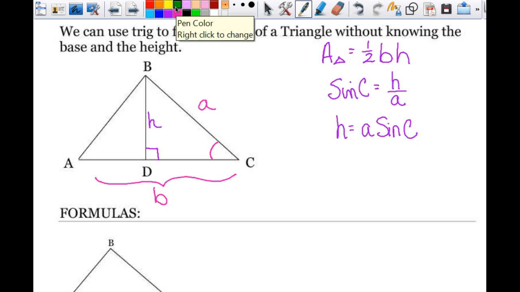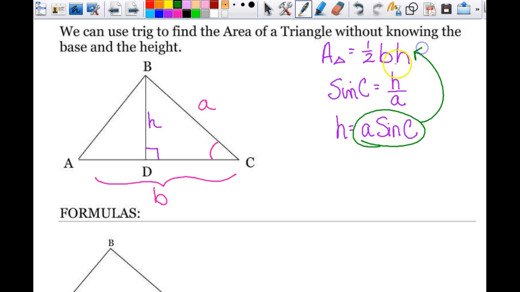Everybody with me? So now I can take this, and I can substitute it in right here for h. And then the area of the triangle, based on what I actually have, is 1/2 times the base times a times the sine of C. And it's okay that I don't know the height. That's if I'm given a side angle side type of situation there. Everybody okay with that? So this gives it to you all in one step.